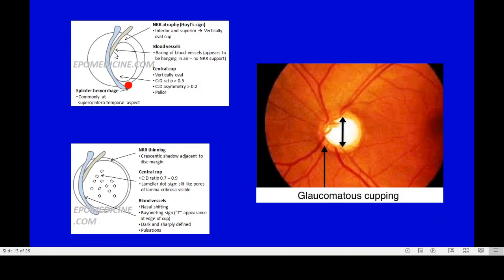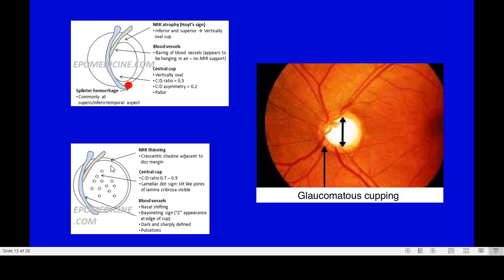What happens is when there's a loss of the ganglion cells, the cup deepens, and the overlying vessels appear to be hanging in the air. So this is bearing of the blood vessels. The increase in cup size: normally the CD ratio is around 0.3, and over here it is around 0.5 in this one. And this is again very marked thinning of the neuroretinal rim.